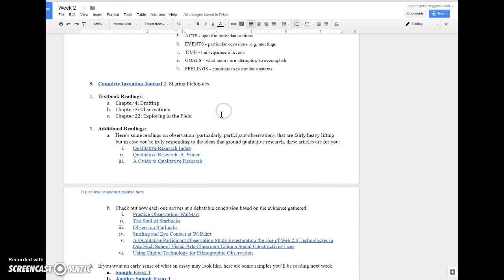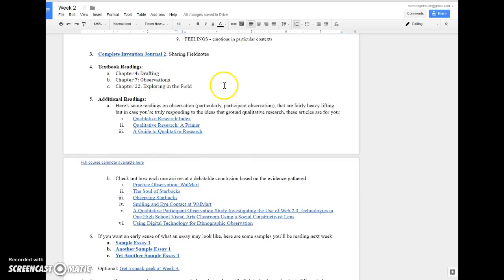I would guess. And then we have a couple of textbook readings, drafting, and then obviously the chapter on observations, which I've talked about a little bit today in the screencast, and also exploring the fields. These readings will all be important not only when you write this essay, but when you write your future essays. So the sooner you read these chapters, most definitely the better.